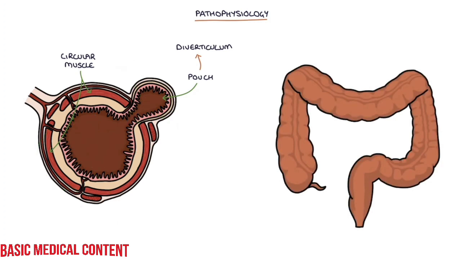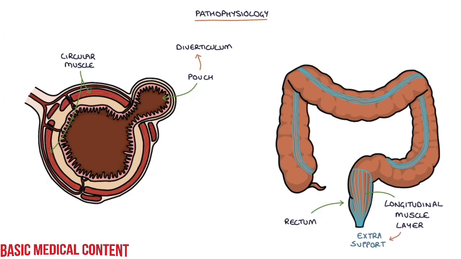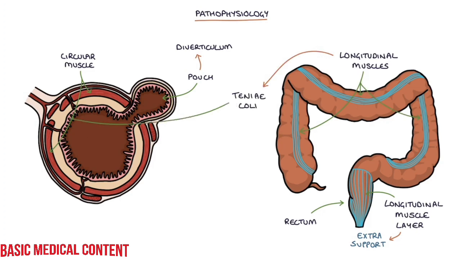Diverticula do not form in the rectum because it has an outer longitudinal muscle layer that completely surrounds the diameter of the rectum, adding extra support. In the rest of the colon, there are 3 longitudinal muscles that run along the colon, forming strips or ribbons called taenia coli. The taenia coli do not surround the entire diameter of the colon, and the areas that are not covered by taenia coli are vulnerable to the development of diverticula.